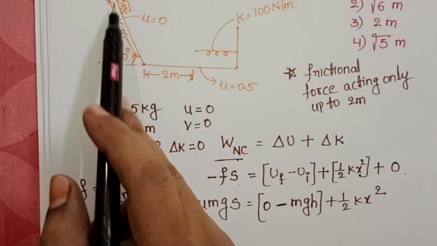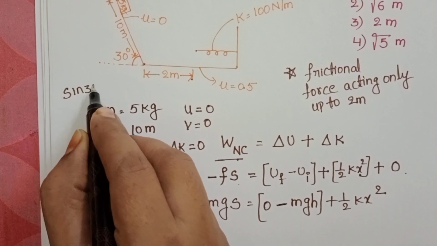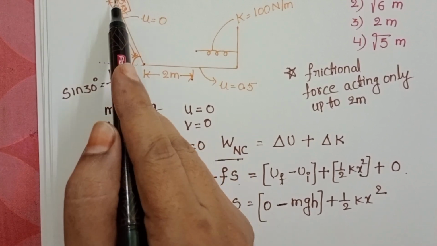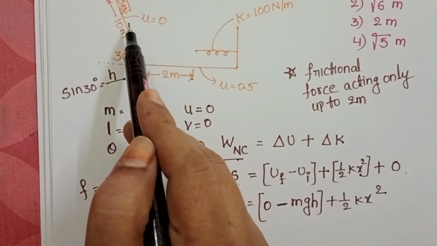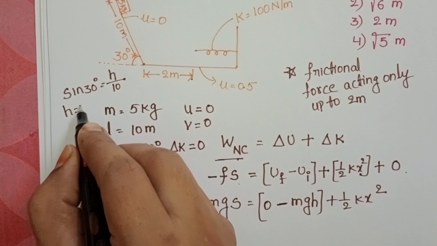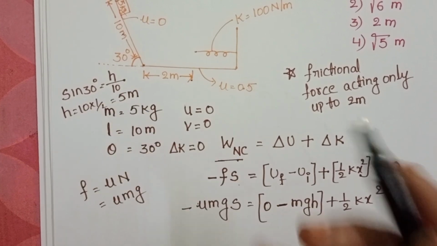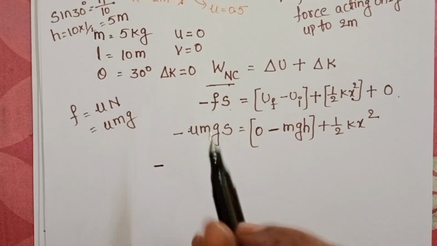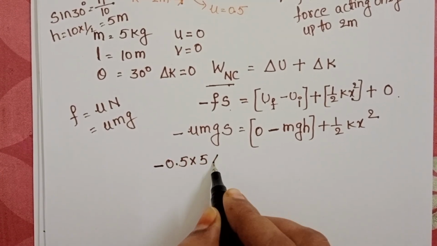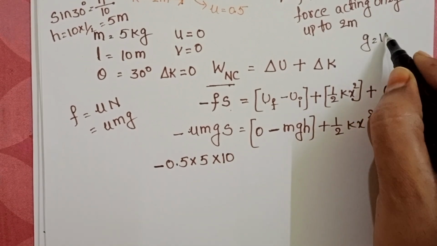Height of this inclined plane. Find out the height of the inclined plane. Sin 30 degrees is equal to height of the inclined plane by length of the inclined plane. Given length is 10 meters. h equals 10 into 1 by 2, that is equal to 5 meters. Minus friction 0.5. Mass of the block 5 kg. Take g value 10 meter per second square.